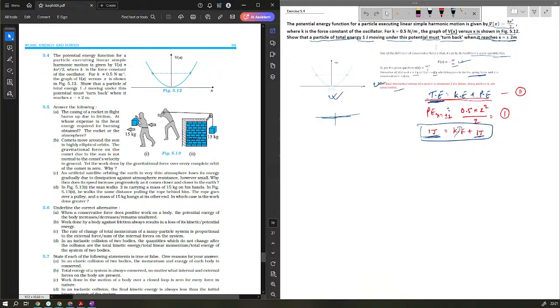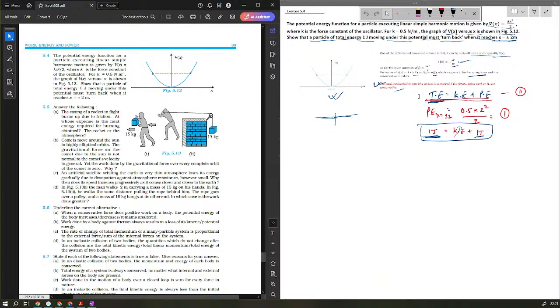The definition of a conservative force is that it can be derived from a scalar quantity, the potential function, that is F(x) equals minus dV by dx. Here V is the potential energy function that has been given, kx squared by 2. So as per the question, V(x) equals kx squared by 2, and the derivative would be equal to minus kx, which is the spring force.